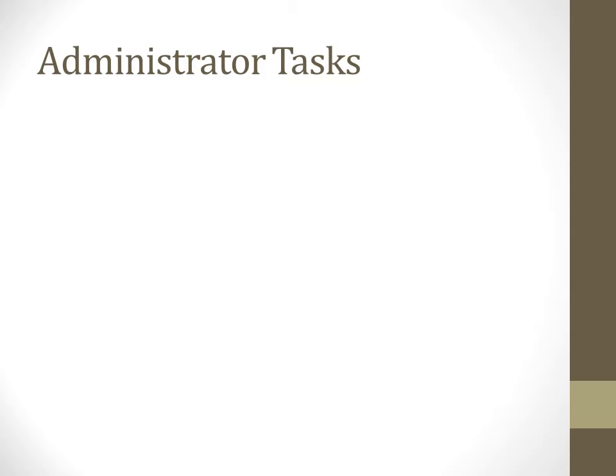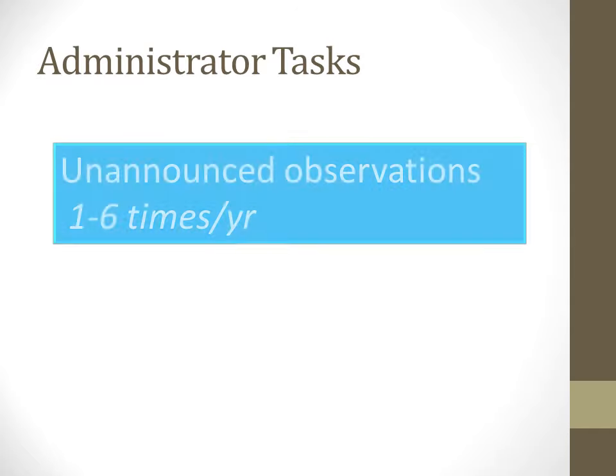There are also 2 main tasks that your administrator is required to complete for you. If you're on probation, these tasks will be done every year. If you're a veteran staff member, these tasks will be done every 3rd year. Your administrators will observe you 1 to 6 times a year for the purpose of feedback and evaluation. These can be done for long or short periods of time and will be unannounced.